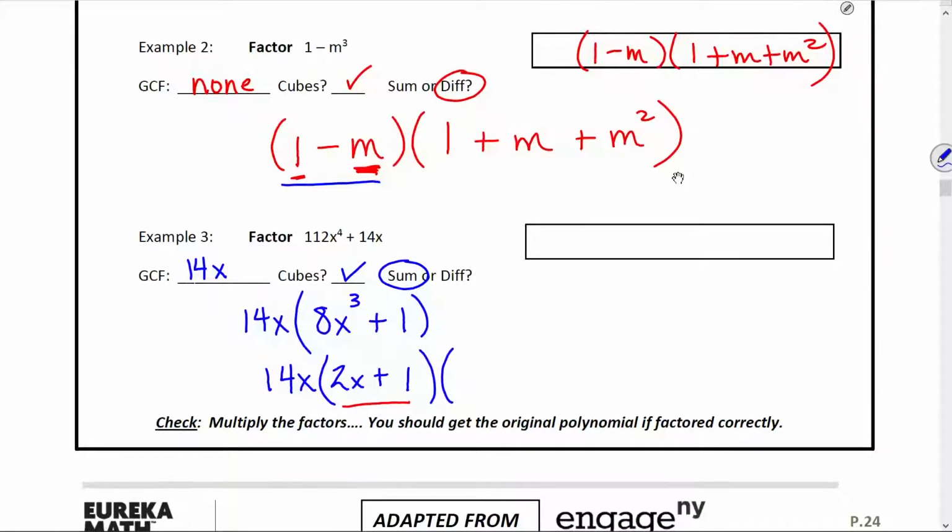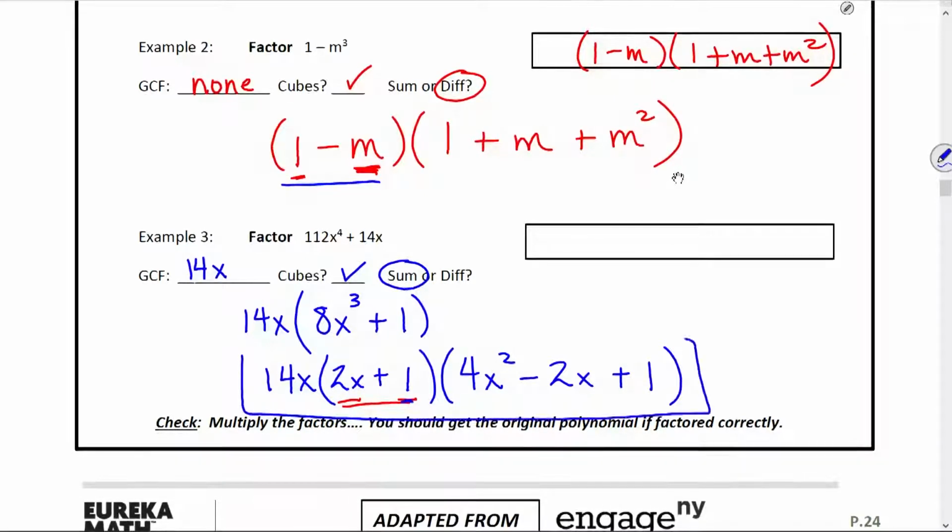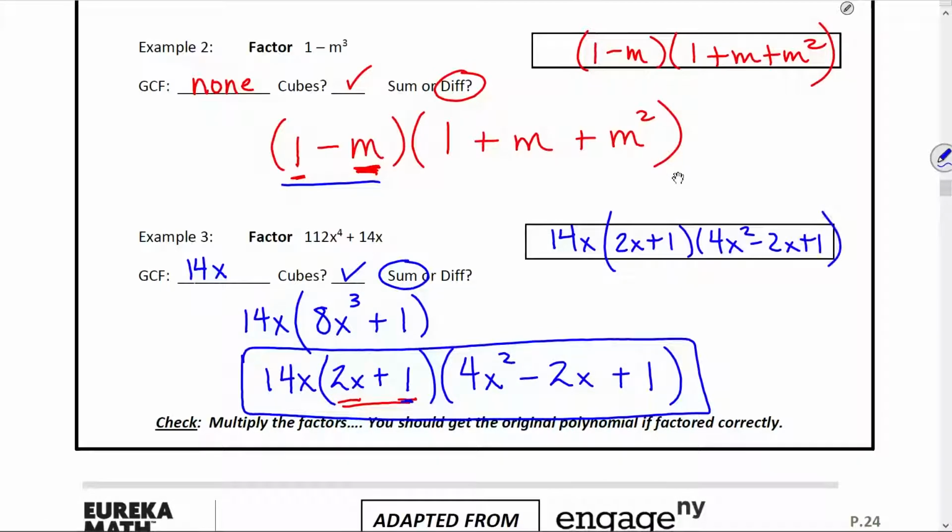2x squared, be very careful with this because it's 2 and the x. 2x squared is 4x squared. I then multiply this times this and change the sign. So 2x times 1 is 2x, but I change the sign to get minus 2x. And then I square the last thing. 1 squared is 1, so plus 1. And this is what I get. I get 14x times 2x plus 1 times 4x squared minus 2x plus 1.